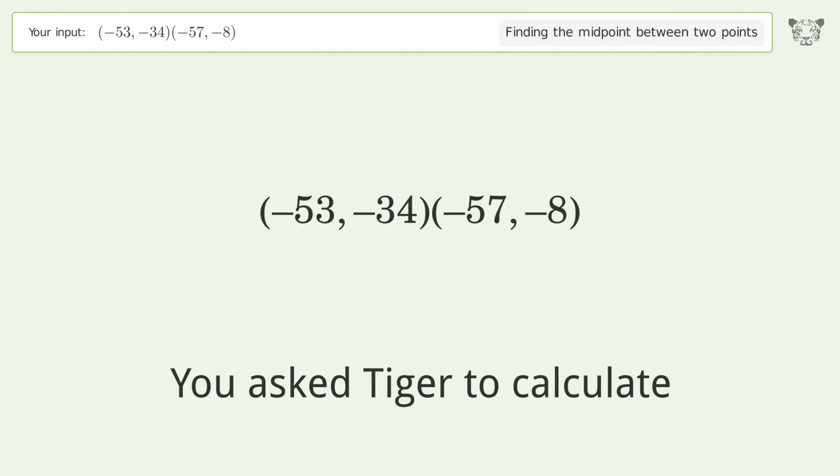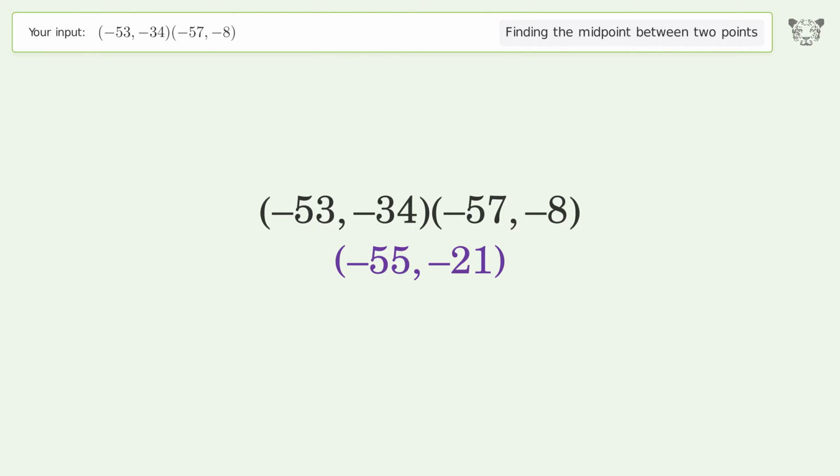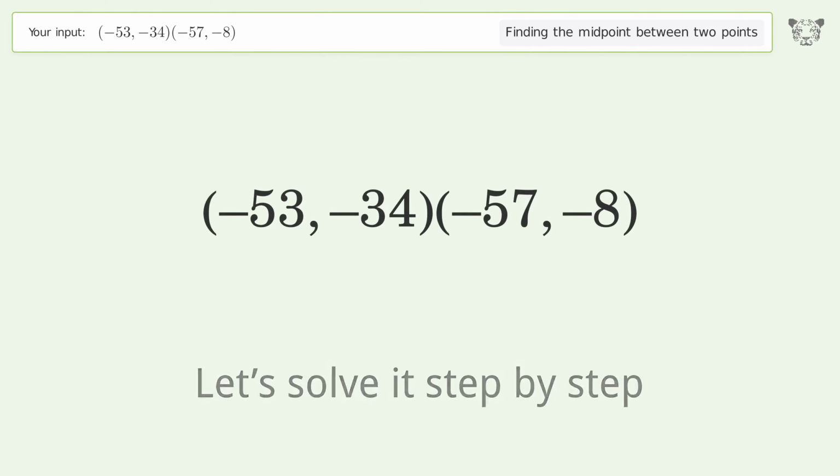You ask Tiger to calculate. This deals with finding the midpoint between 2 points. The midpoint between the 2 points is -55, -21. Let's solve it step by step. Plot the 2 points and calculate the midpoint using the formula.